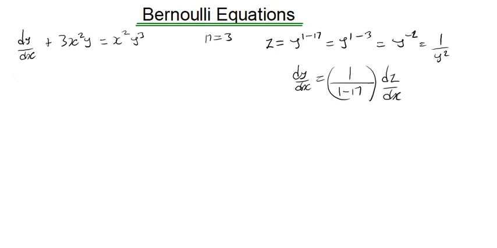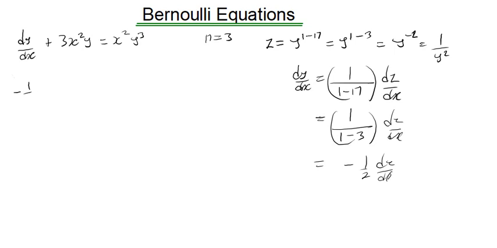Okay, so at this point, let me write it in this way. I'm just going to substitute in advance at this point, then I'm going to have to take it that side. So I have my 1 over 1 minus my n, which is 3. I have dz/dx, so this gives me negative 1 over 2 dz/dx. I'm going to bring it here. I have negative 1 over 2 dz/dx instead of dy/dx, because that is what my dy/dx is equal to.